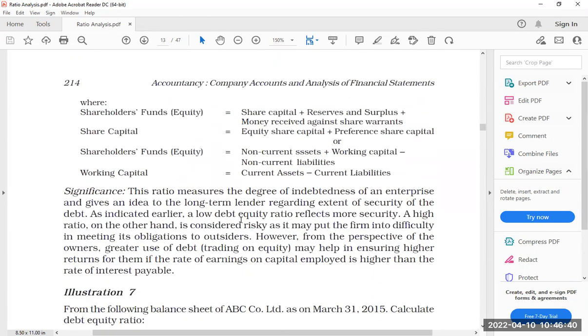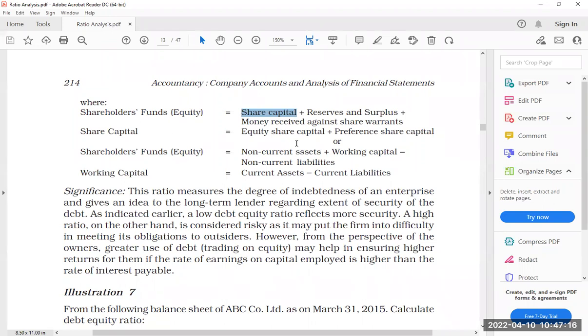Okay, what do you mean by shareholder fund? Shareholder fund is nothing but share capital plus reserves and surplus plus money received against share warrants. Share capital means preference as well as equity. How to calculate another way? The other way of calculating is to add all the non-current assets plus working capital minus non-current liabilities. That is also called shareholder fund. But the first way is better, easy to understand.